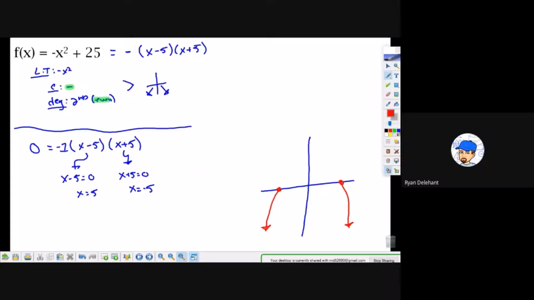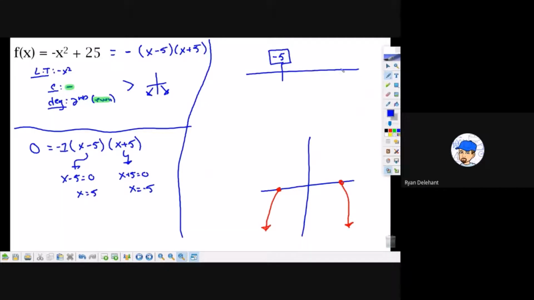Now let's complete our sign chart so that we can justify where the rest of it is. So we're going to start with our zeros, so negative 5 and positive 5. The reason I put boxes around them is so I don't get them confused with the test points, because as this stretches out and we have more x-intercepts, it can get a little bit messy.